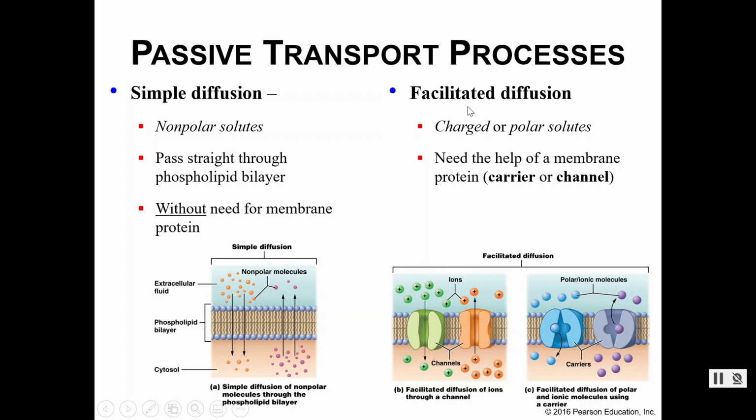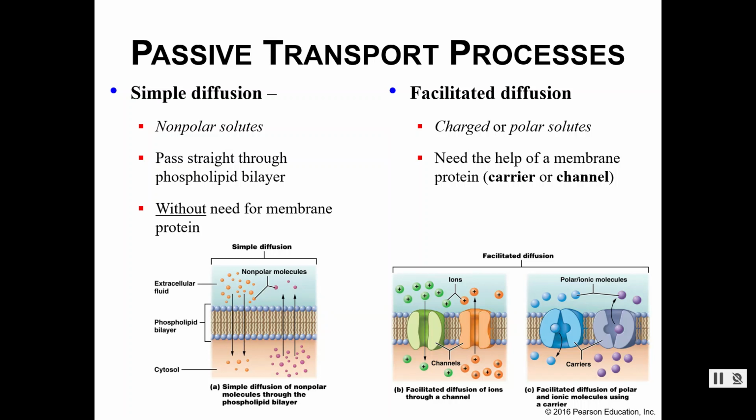Okay, so the types of molecules or solutes that we're going to move are now quite different. So we just moved nonpolars with simple diffusion. Now with facilitated diffusion, we're either moving polar solutes or charged solutes. Okay, so charged, think of like ions. Okay, and because these have different chemical properties compared to the plasma membrane, we are now going to need the help of a membrane protein. Okay, either a carrier or a channel protein.